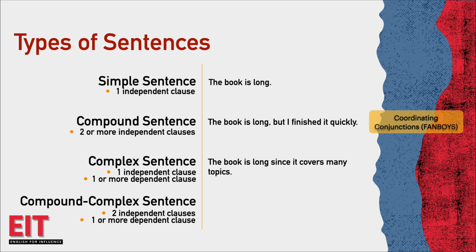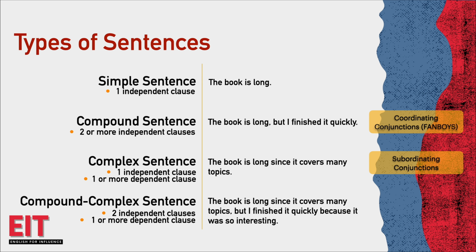In a complex sentence, the book is long since it covers many topics. So you have one independent clause, the book is long, and one dependent clause, since it covers many topics. So you can see that we used a subordinating conjunction, since. So you can already see the basic difference between a compound sentence and a complex sentence. Compound sentences use coordinating conjunctions and complex sentences use subordinating conjunctions.